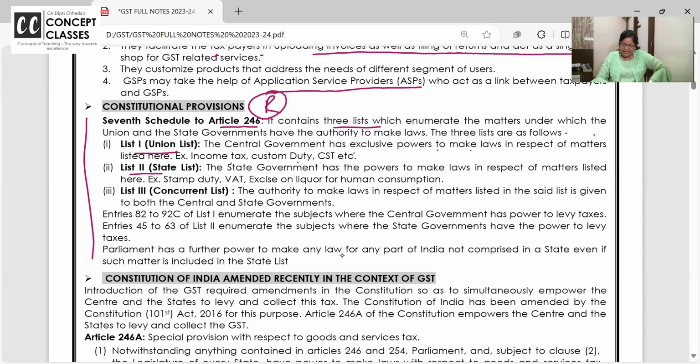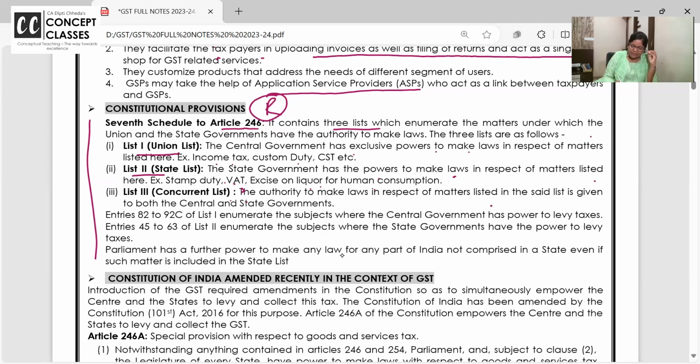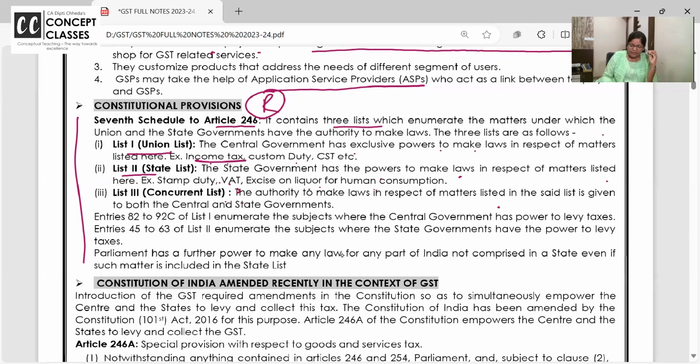List 2, state list. The state government has the power to make laws in respect of stamp duty. I told you the whole stamp duty goes to the state. VAT, and excise duty is still there on liquor for human consumption. So this comes under the state list. And one concurrent list, where either the center or the state can legislate. But there is nothing in it. So right now, if they ask in MCQ, income tax is covered in which list?